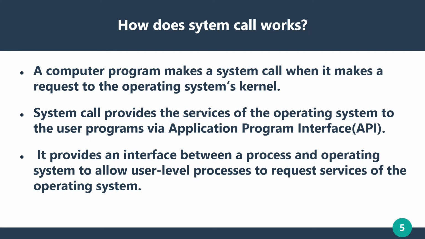But how do they work? A computer program makes a system call when it makes a request to the operating system's kernel. System call provides the service of the operating system to the user programs via Application Program Interface (API). It provides an interface between a process and operating system to allow user-level processes to request services of the operating system.